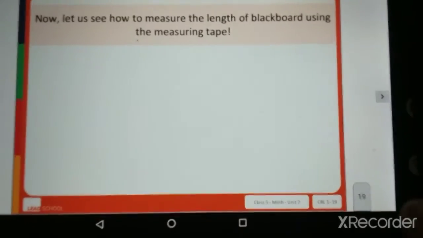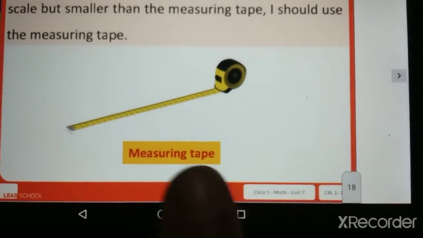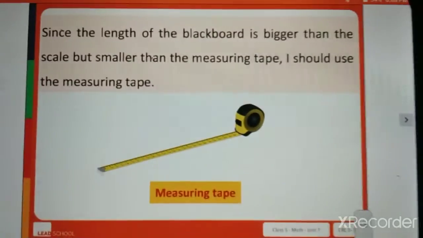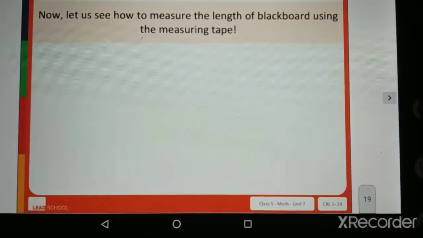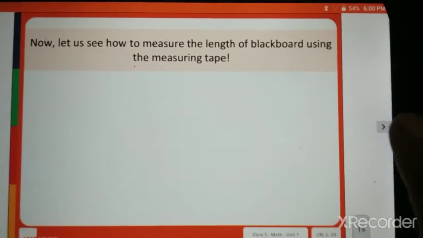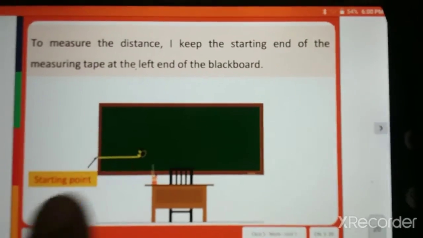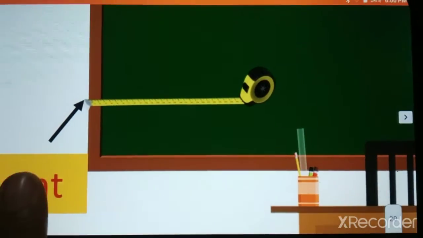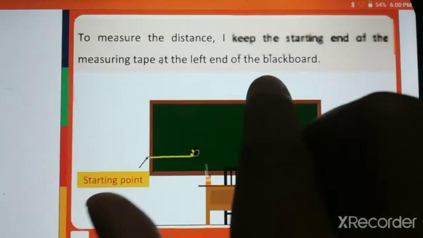Okay? Now first I'll show you a measure tape. This one is a measure tape. Usually you have all seen this measure tape, right? Now let's see how to measure the length of the blackboard using the measure tape. So in that, we'll start from here. This one is the starting point of the measurement.